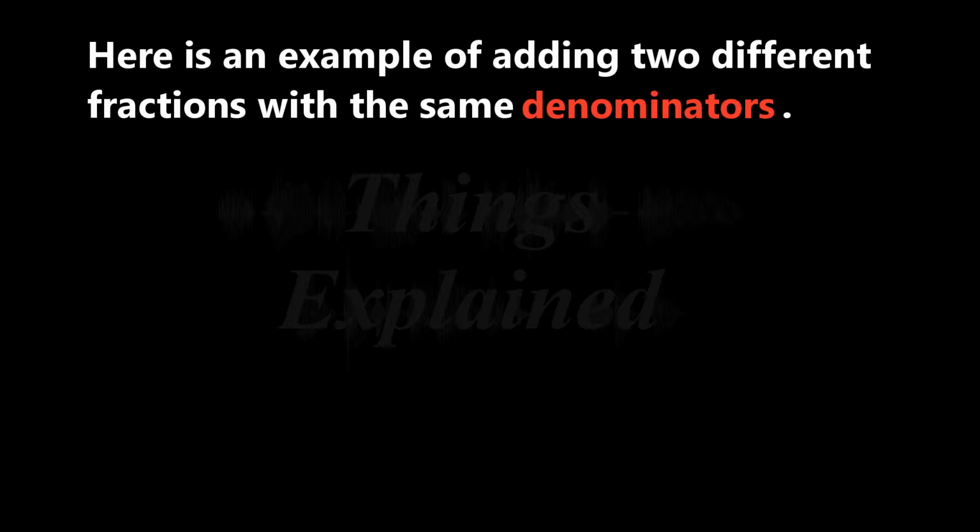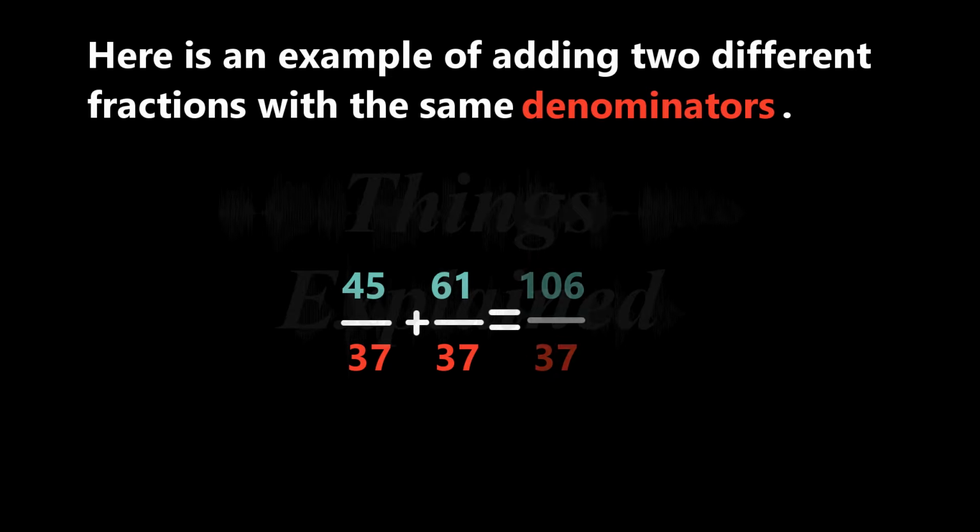Here is an example of adding two different fractions, with the same denominators. 45 over 37 plus 61 over 37. Remember, equal denominators is a requirement before you can add or subtract. 45 over 37 plus 61 over 37 is equal to 106 over 37. Let's move on.